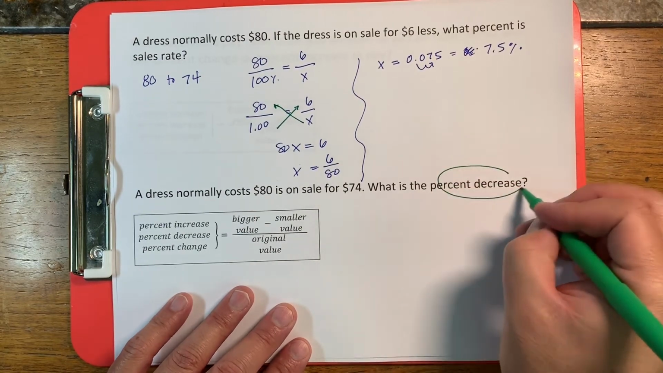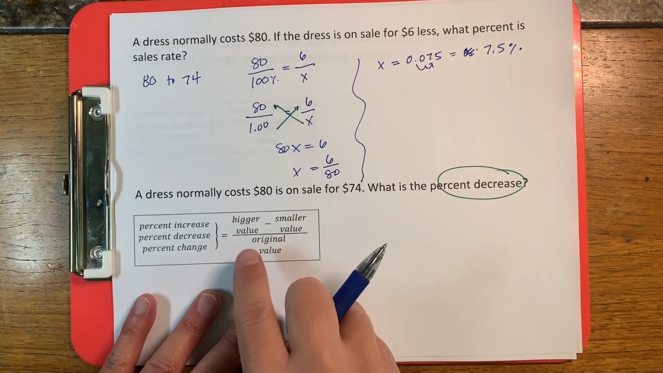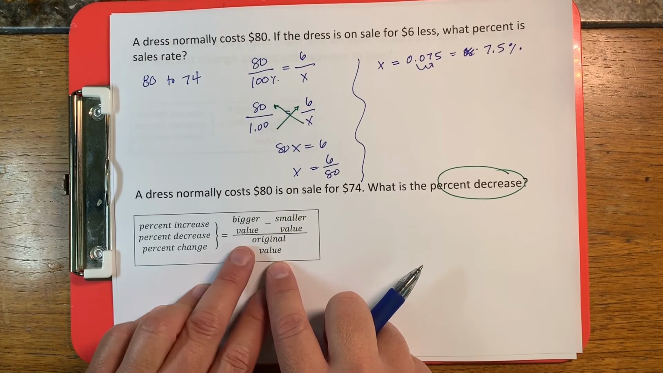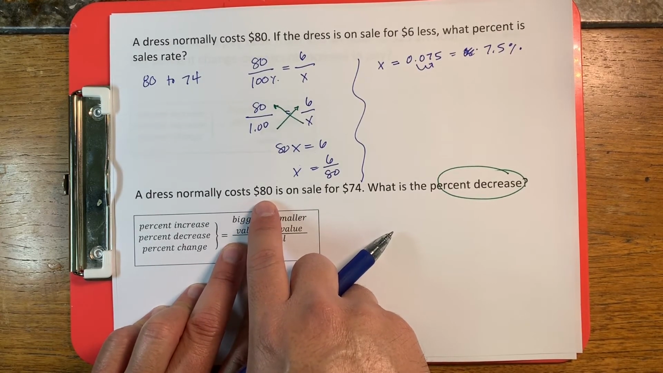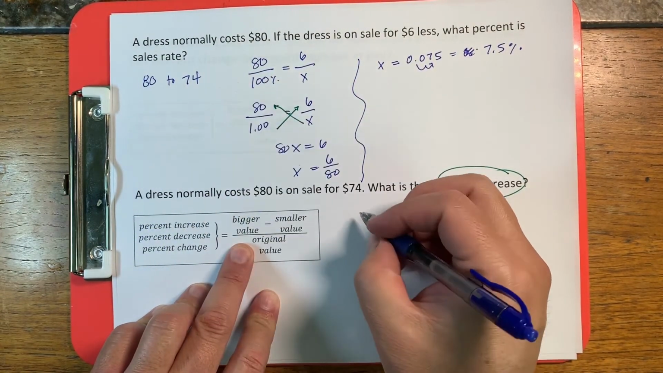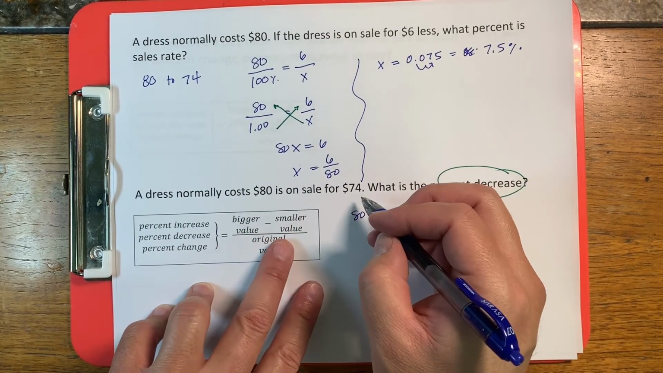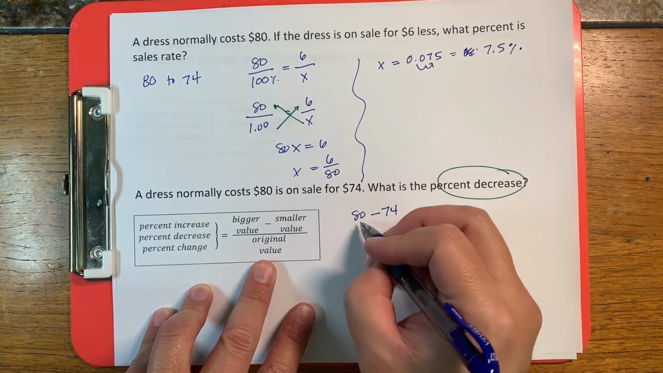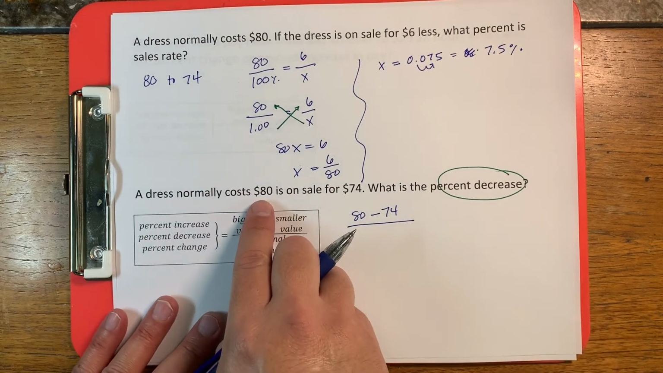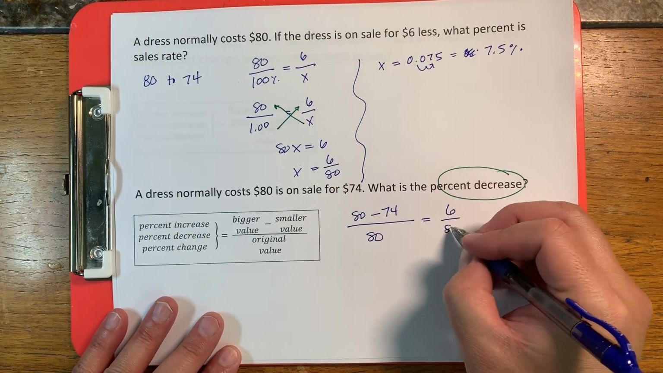Now, anytime they say percent decrease, percent increase, or percent change, we use this new formula. The bigger value minus the smaller value divided by the original value. So when we look at our dress, right, we went from $80 to $74, just like we did over here. So we do the bigger value, which is 80, minus the smaller value, which is 74, divided by the original cost of the dress. So this dress originally cost $80. And then that gives me 6 over 80.